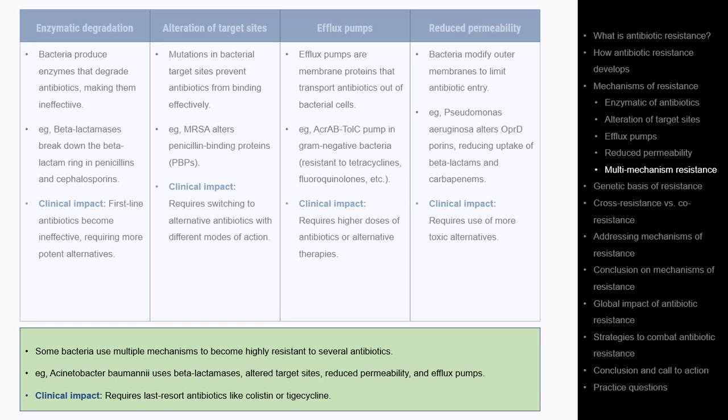In some cases, bacteria combine multiple resistant mechanisms, making them extremely difficult to treat. A prime example is Acinetobacter baumannii, which produces enzymes, alters target sites, reduces permeability, and uses efflux pumps. This combination makes it resistant to nearly all antibiotics, earning its label of a superbug.